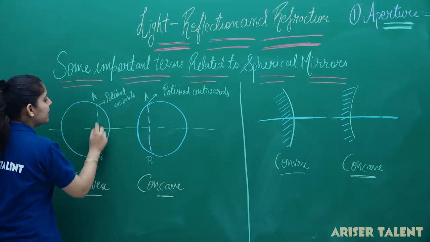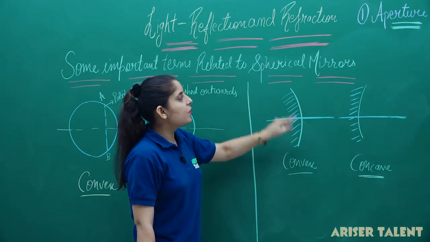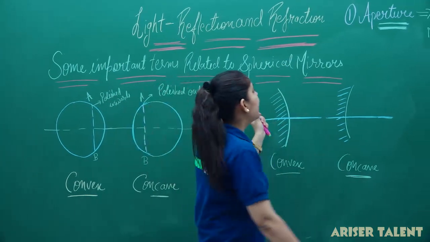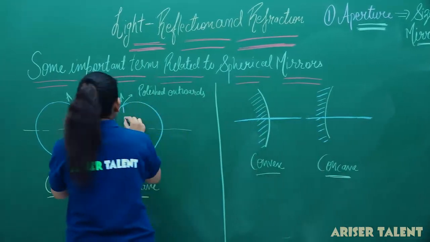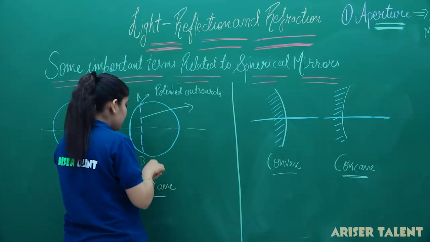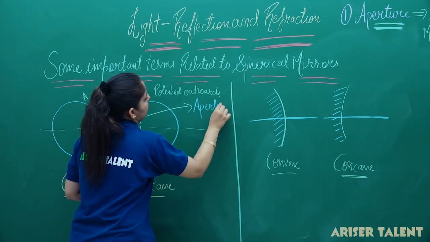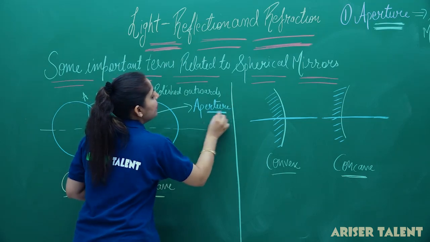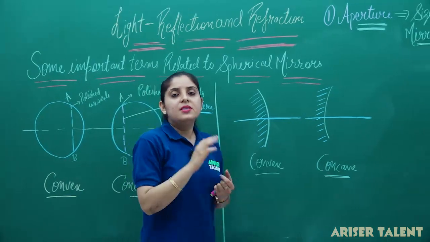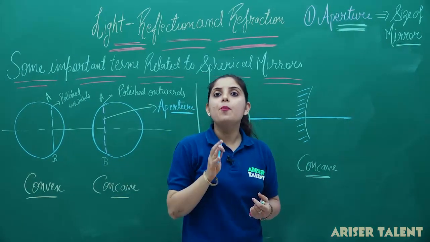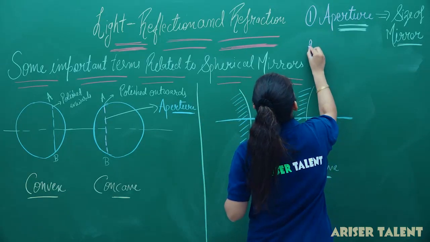So you can see that this is AB here. So we can say that the size of the aperture in the diagram is AB. So the size of the mirror is AB, and I can say that this part will be our aperture. Now, let's move to the second term. The second term is the pole of the mirror.